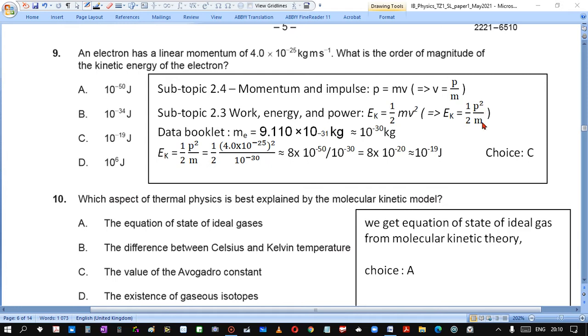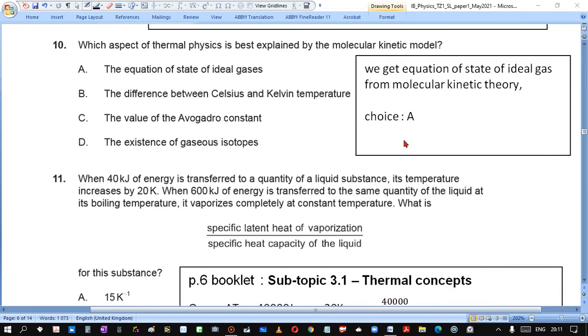Kinetic energy and linear momentum. The data booklet gives us the mass of the electron, so we approximate it to 10 to the minus 31. Then we put in the values, approximately 8. 8 approximates to 10. So we have 10 to the minus 19, so choice C.